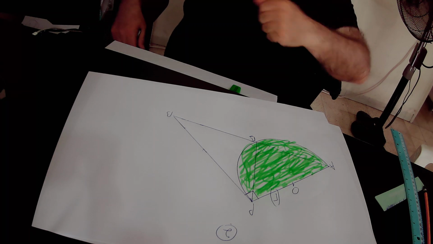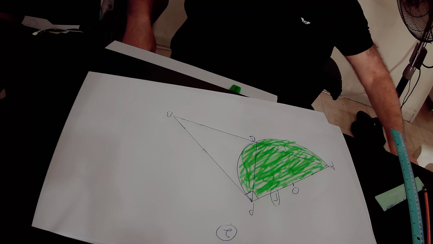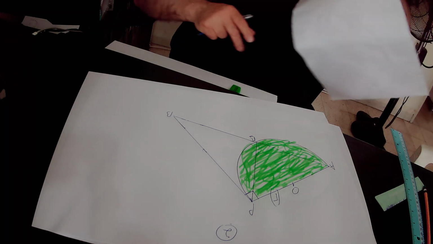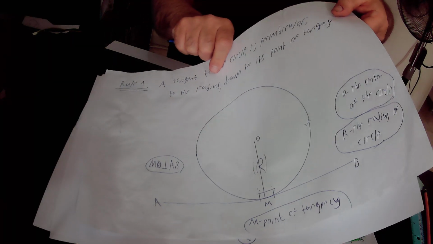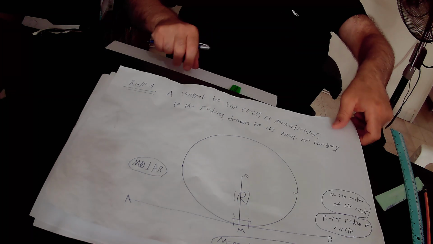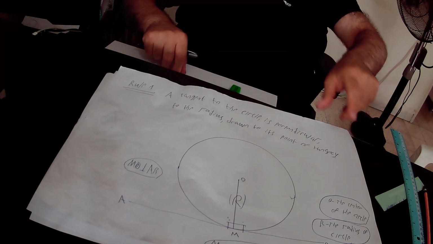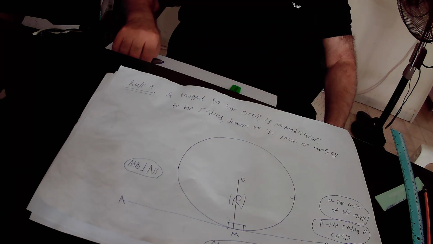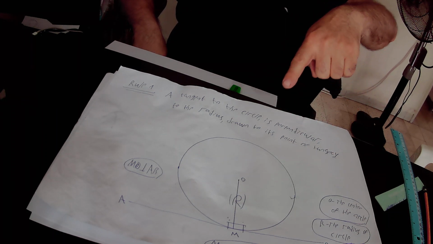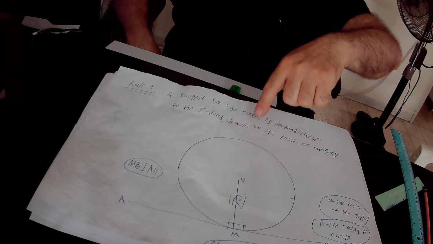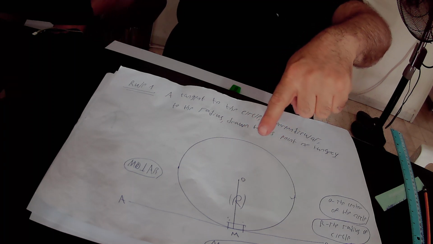And therefore, we can implement here Rule 1. Let me quickly recall Rule 1. According to Rule 1, a tangent to the circle is perpendicular to the radius drawn to its point of tangency. So in the drawing we have a circle and we have OM, the radius of this circle, that equals R.